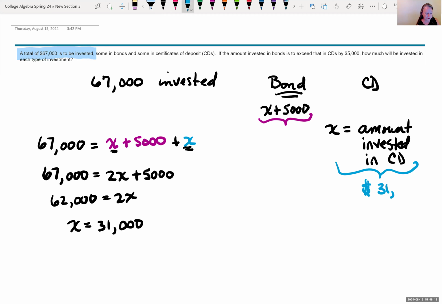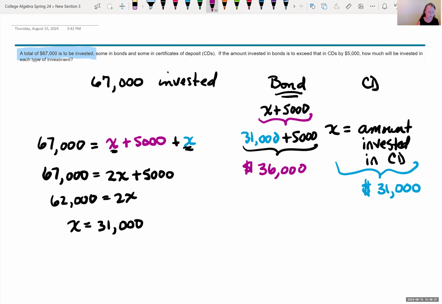So $31,000 is invested in the CDs, and x plus 5,000 is in the bonds. So 31,000 in here plus our 5,000, so we're investing $36,000 in our bonds. And if we sum those amounts that we found for each one up, it is equal to the amount that we have invested in both accounts.